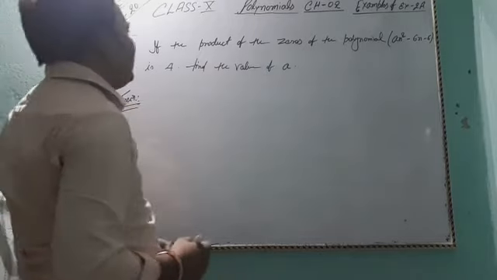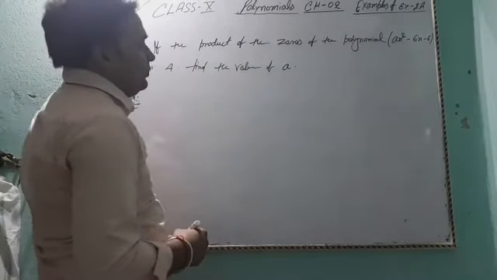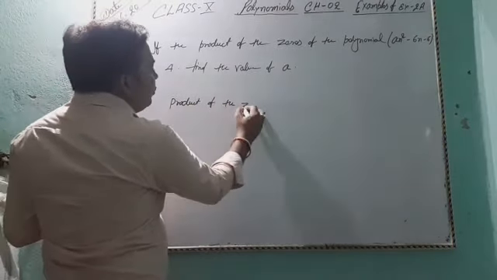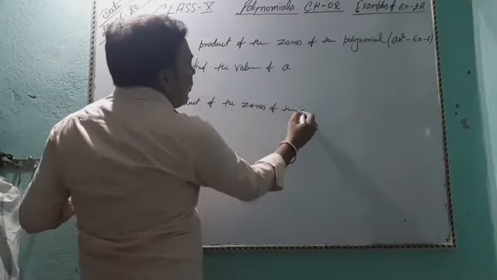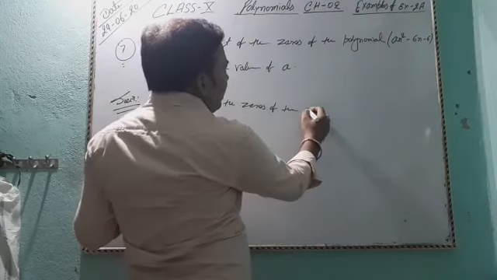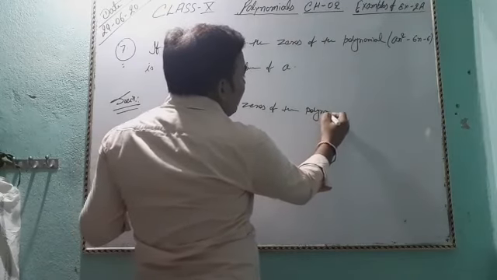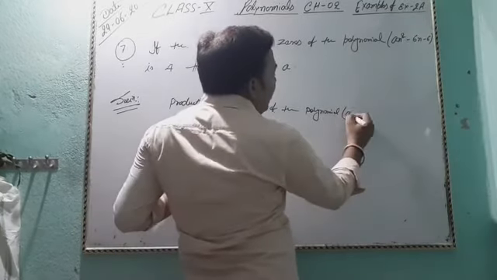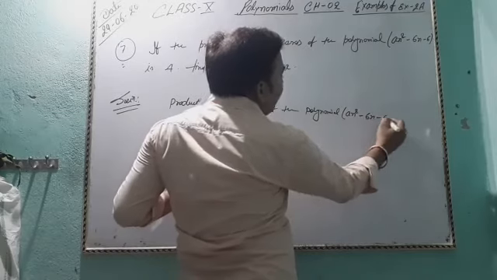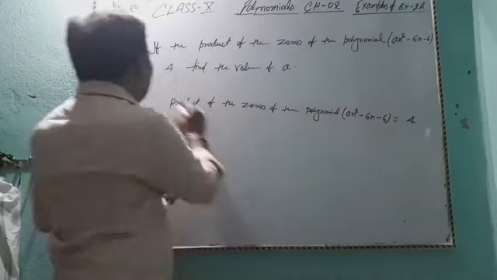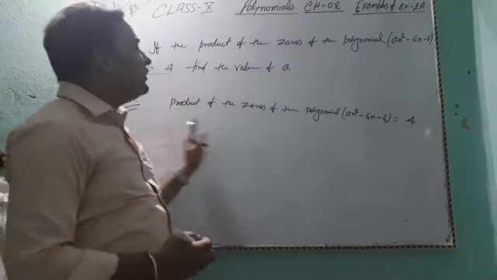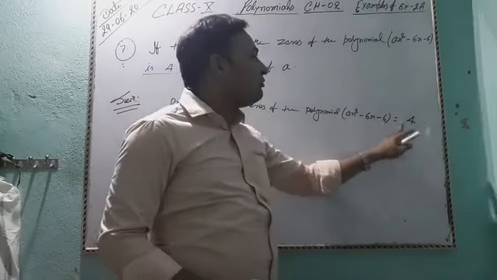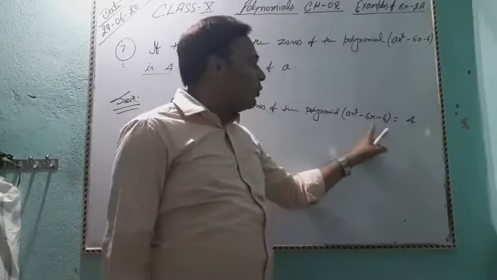First of all, given is the product of the zeros of the polynomial ax square minus 6x minus 6 equal to 4. This is given. And this is the quadratic polynomial.